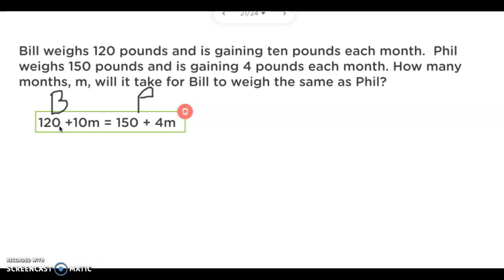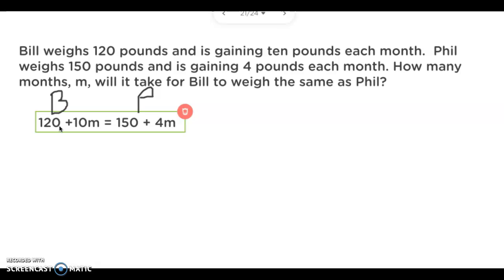So what's happening right now is Bill weighs less than Phil. How do we know that? Because Phil weighs 150 pounds, right? But guess what? Bill is eating. Bill is gaining 10 pounds each month. But because Bill is gaining weight at a faster rate than Phil, at some point in time, Bill is going to be greater than Phil. He's going to catch him.